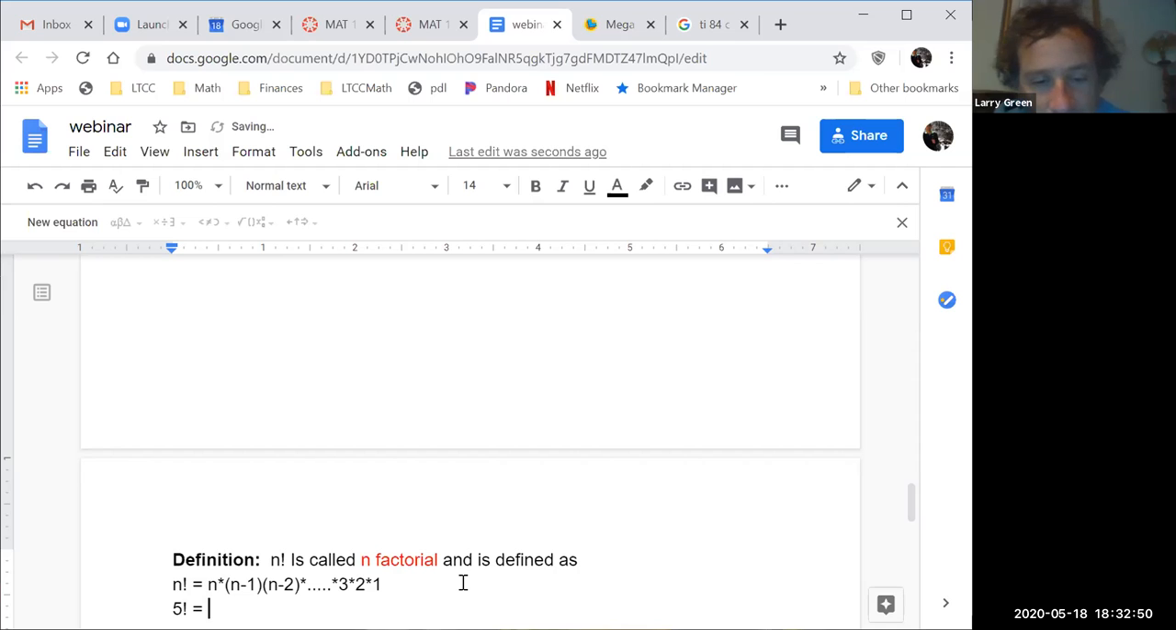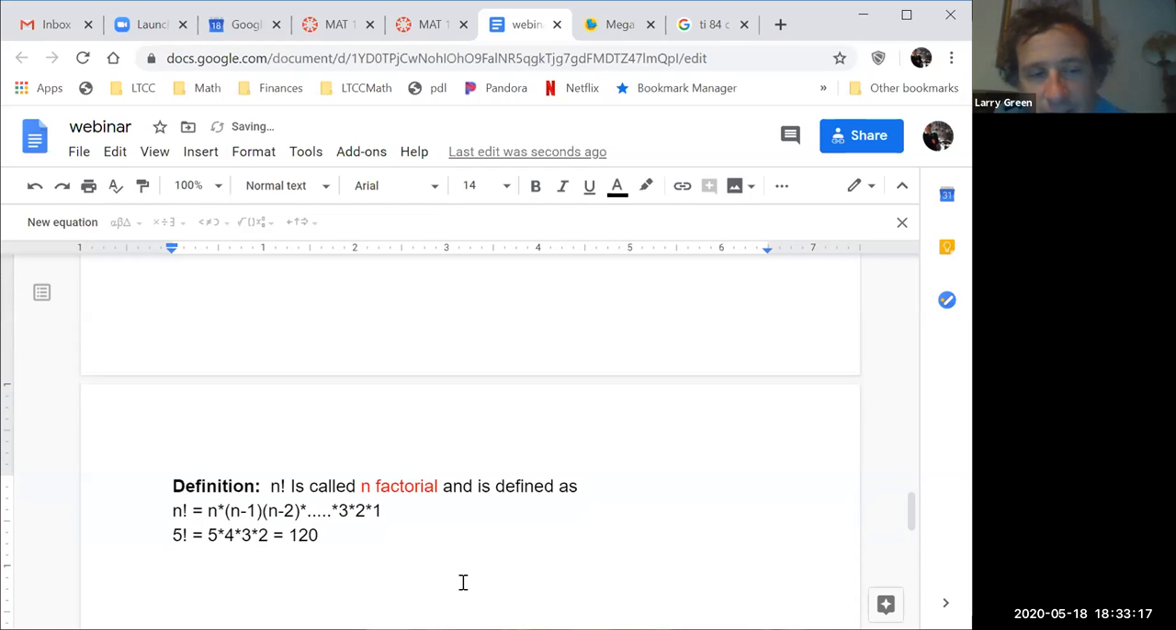Well, that's equal to 5 times 4 times 3 times 2. You don't have to put the 1, so I'm not going to. Okay, and that is equal to, what is it? See if you guys can do it. Yeah, 120. How about 52 factorial?